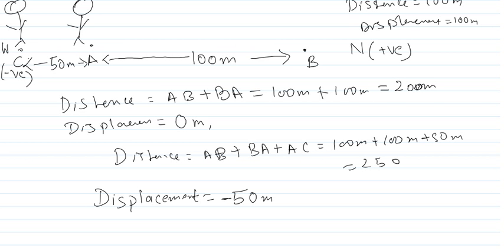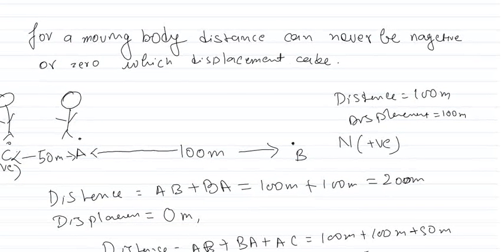So that's why the displacement of a moving object, a body, can be zero and also can be negative, but the distance can never be negative or zero for a moving body.